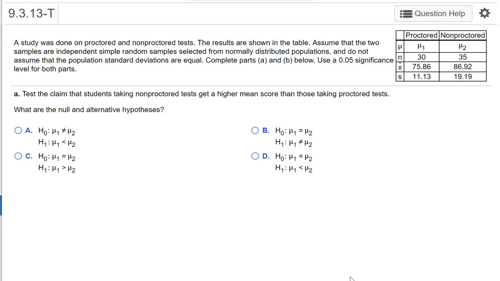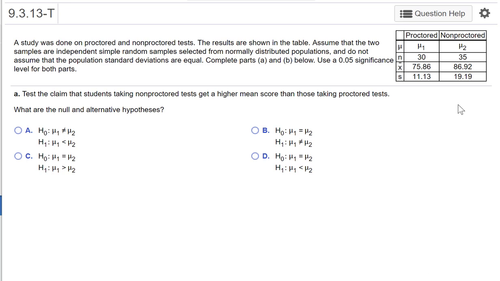A study was done on proctored and non-proctored tests. The results are shown in the table. Assume that the two samples are independent simple random samples selected from normally distributed populations, and do not assume that the population standard deviations are equal. Complete parts A and B below. Use a 0.05 significance level for both parts.